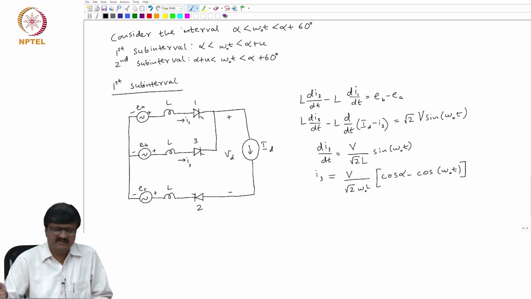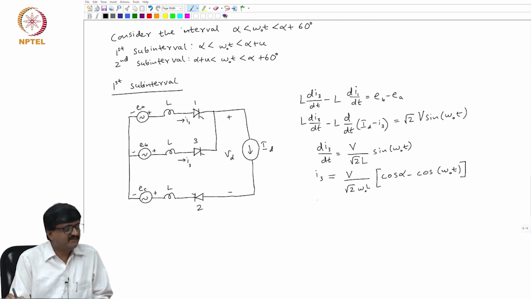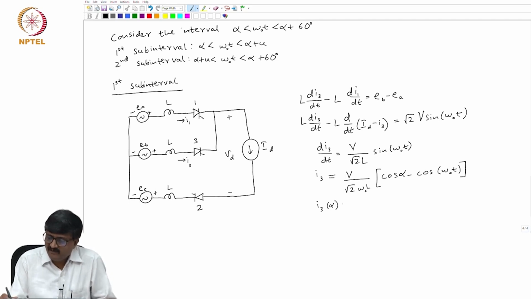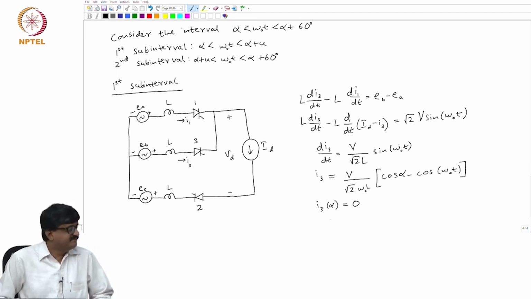See, what you can do is take, there is a constant of integration. How do you get that constant of integration? You use one condition, that is I3 at omega OT equal to alpha, I3 is 0. So, using this condition you get the expression for I3.